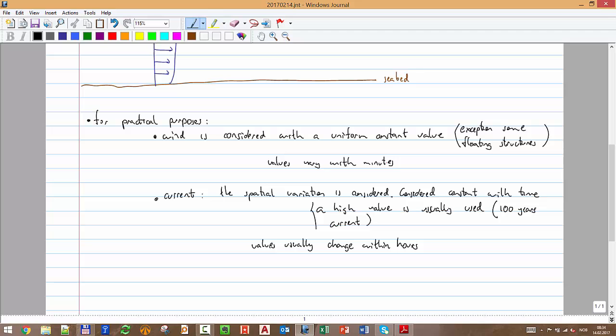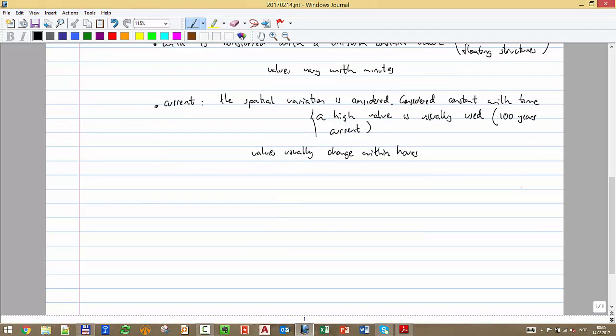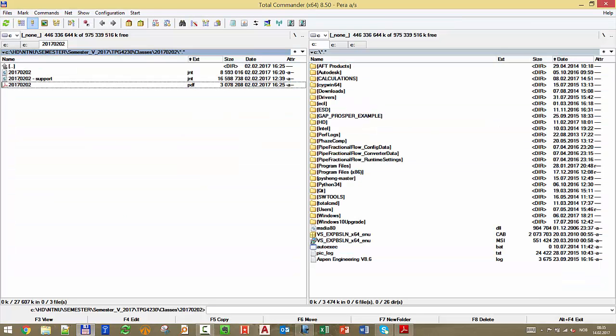Okay, so now let's focus on the wave, which is really what concerns us for design, what we have to capture for design for each particular offshore structure or in one particular area. So let me pull a figure. I think I have a nice figure.